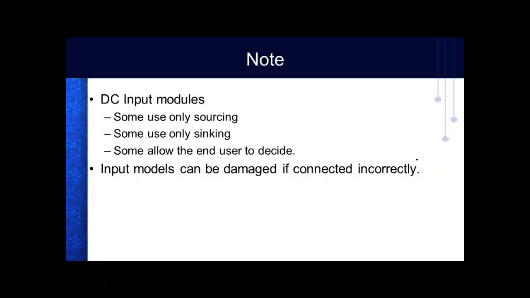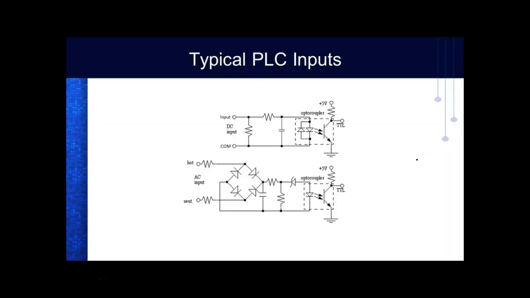DC inputs, some use only sourcing, some use only sinking, some allow the end user inside. Input module can be damaged if you connect them incorrectly. It should be obvious. If you connect a positive where you're supposed to have a negative or a negative where you're supposed to have a positive, they could be damaged. Now, most PLCs understand this, so most of the time they'll put protection in, just like your remotes. If you put your batteries in backwards, usually the bulb just doesn't work. They've got a diode or something in there that blocks it if you put them in backwards, right? So PLCs usually do that too.